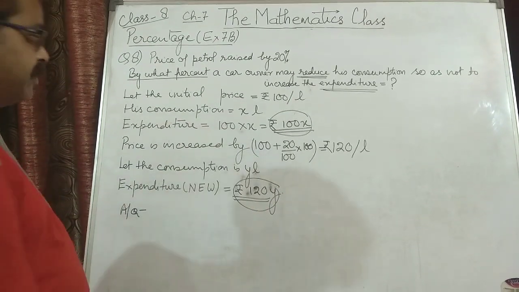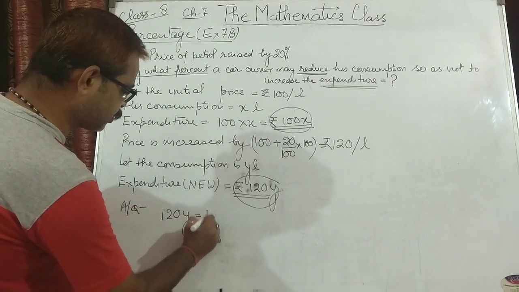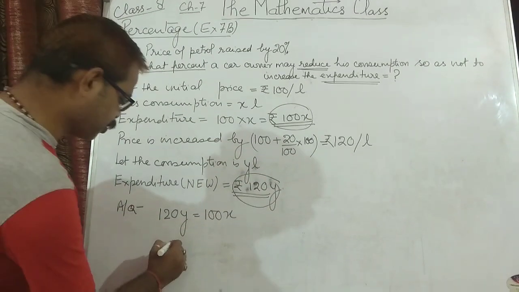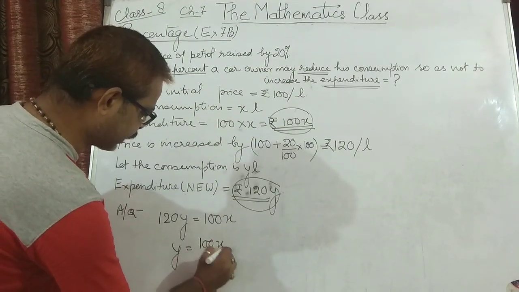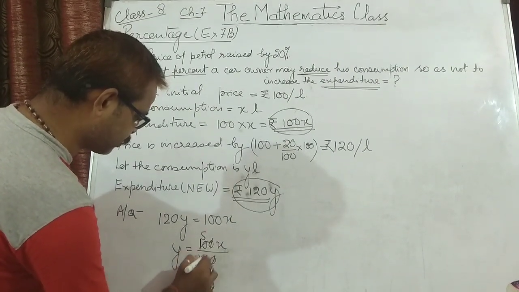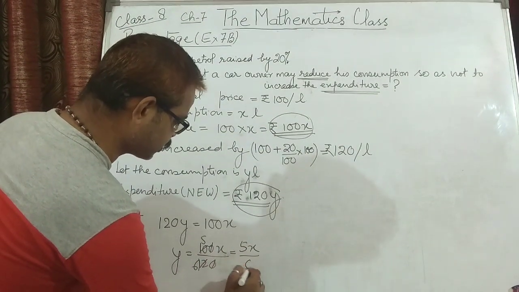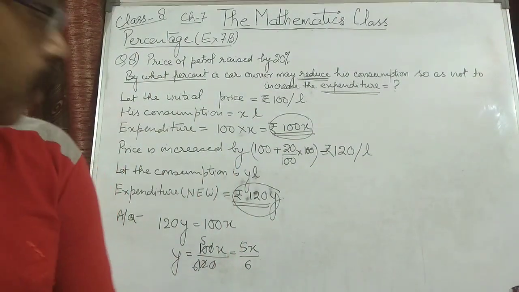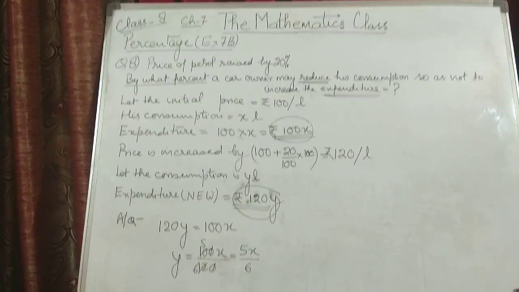So according to the question, we can say 120y is equal to 100x. Expenditure must remain the same. So y is equal to 100x upon 120. 0 and 0 cancel, 2 5s are 10, 2 6s are 12. It becomes 5x upon 6. We got the value of y in terms of x.